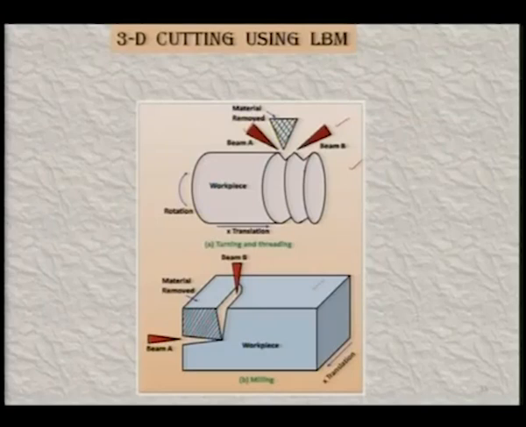And you can also see in the bottom figure that if you are judiciously using beam A and beam B, then you can do 3D cutting with the help of beam A and beam B, and you can remove a solid material which can be used for other purposes. So, by some modifications in the system, you can use it for 3D machining also.